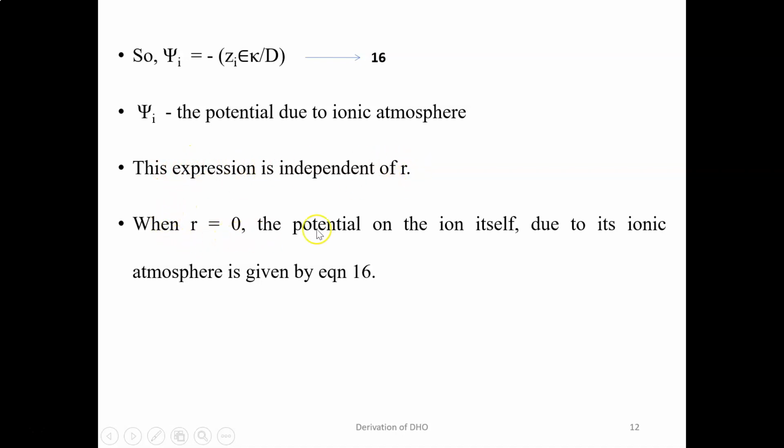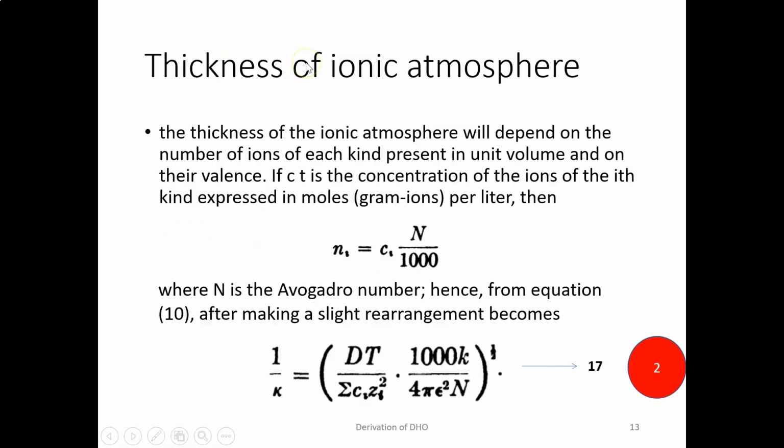When r is equal to 0, the potential on the ion itself due to its ionic atmosphere is given by this particular equation. When the distance between the ionic atmosphere and the central ion is 0, you can have this particular relation. Coming to the thickness of the ionic atmosphere, it will depend on the number of ions of each kind present in unit volume and on the valency.